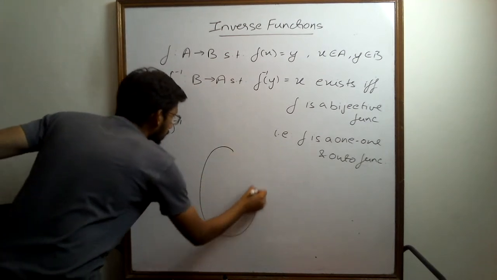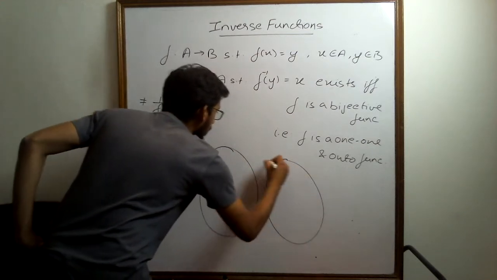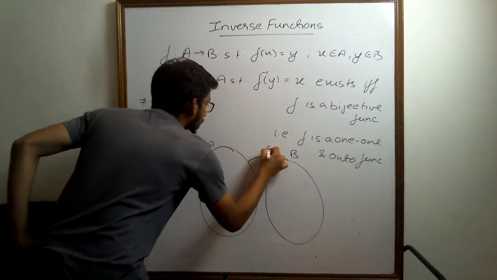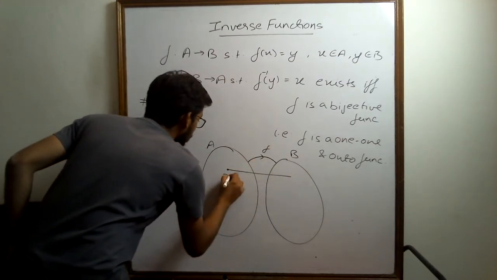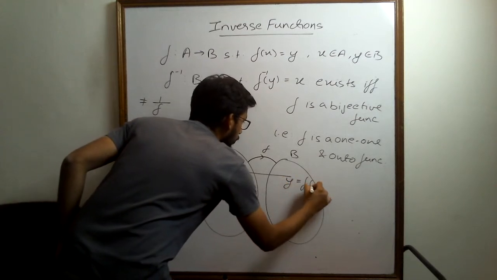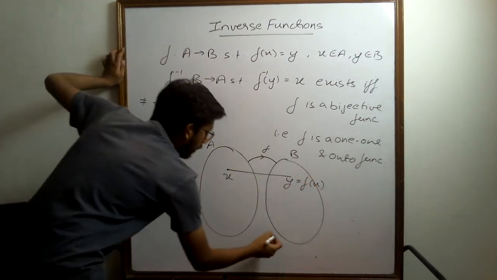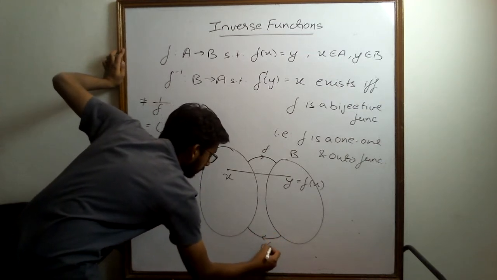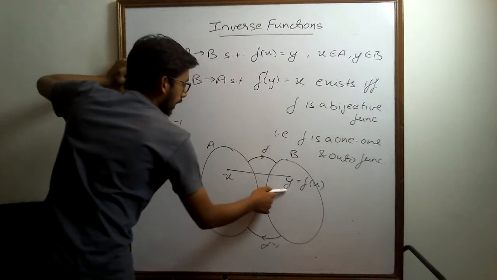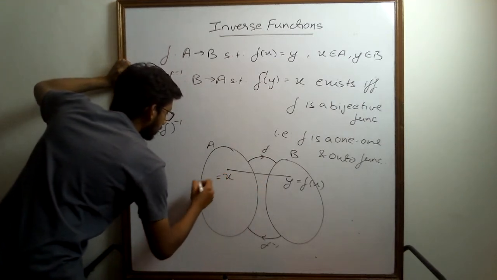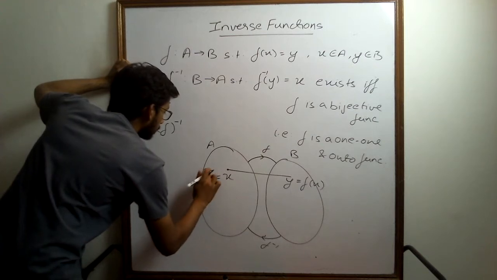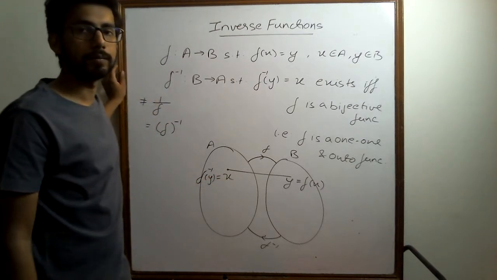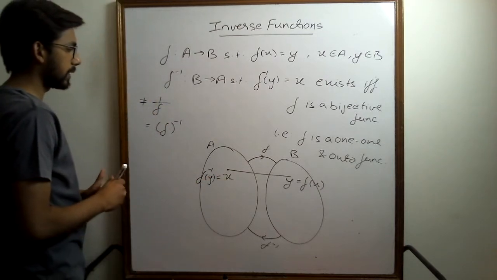Let's look at it with a visual representation. Set A, set B. I am defining a function f under which x is related to y. Y is equal to f of x. Then f inverse will be defined from B to A, under which y is related to x and x is equal to f inverse of y. This is the visual representation.